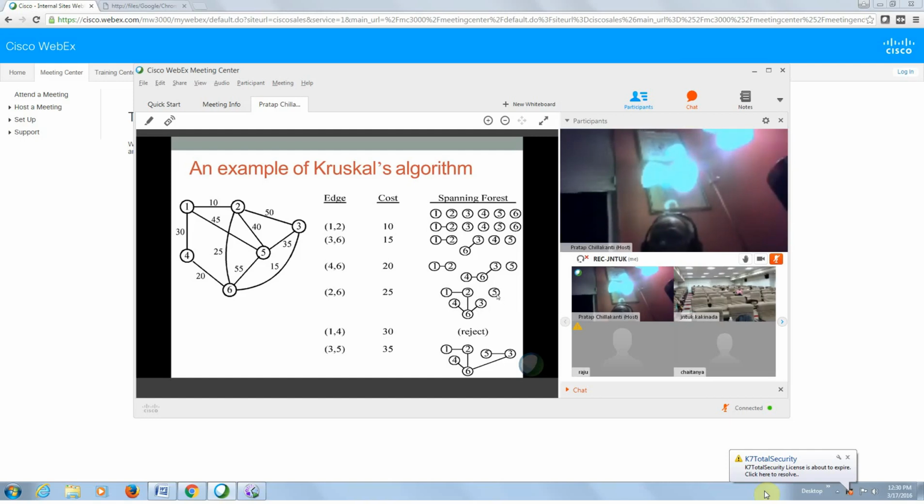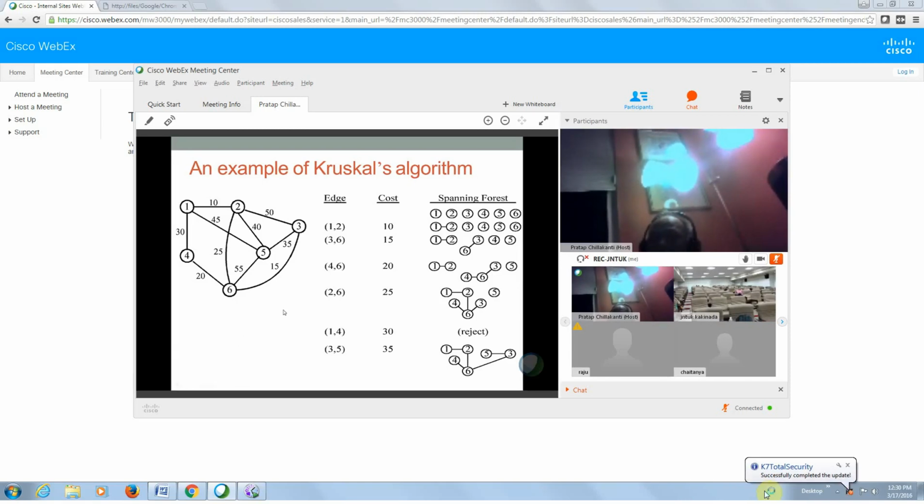Okay. Now, but look at what happens when you have 1, 4. When you connect 1, 4, is there a cycle? There is, right? 1, 4, 6, 2, 1. Okay. You connect 3, 5. Now how many edges do you have? 1, 2, 3, 4, 5. You got 5 edges now, right? 5 is 1 less than the number of nodes. So you stop.